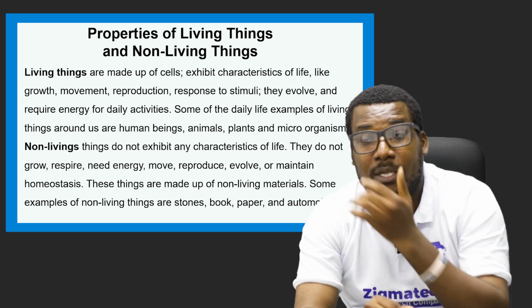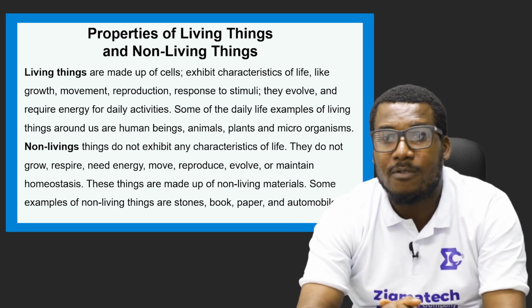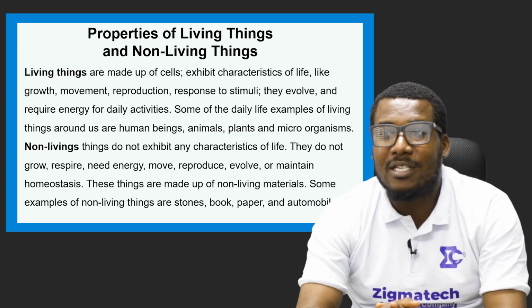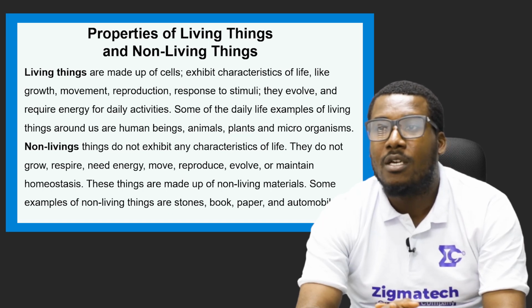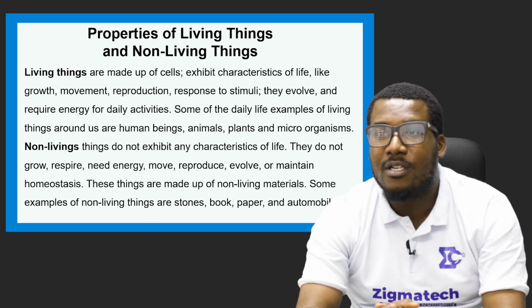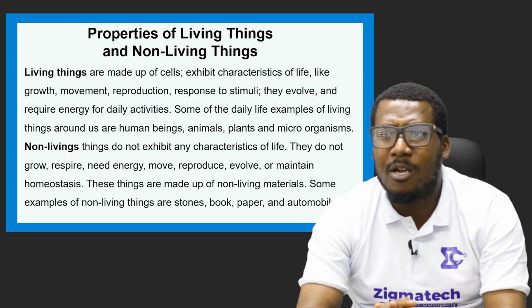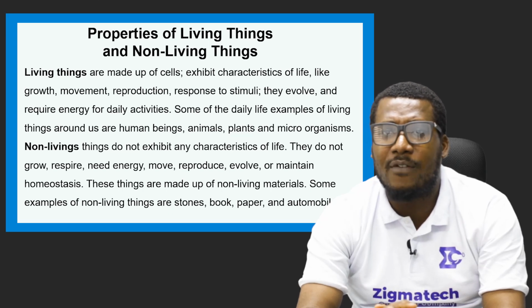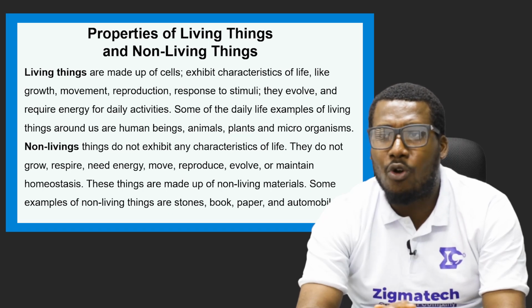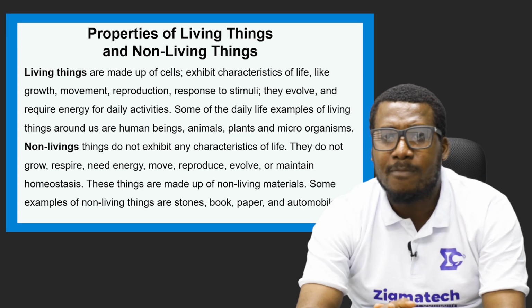Finally, we're going to talk about the properties of living things and non-living things. Living things are made of cells. They exhibit characteristics of life, like growth, movement, reproduction, response to stimuli. They evolve and require energy for daily activities. Some daily life examples of living things around us are human beings, animals, plants, and microorganisms. We've already stated it.